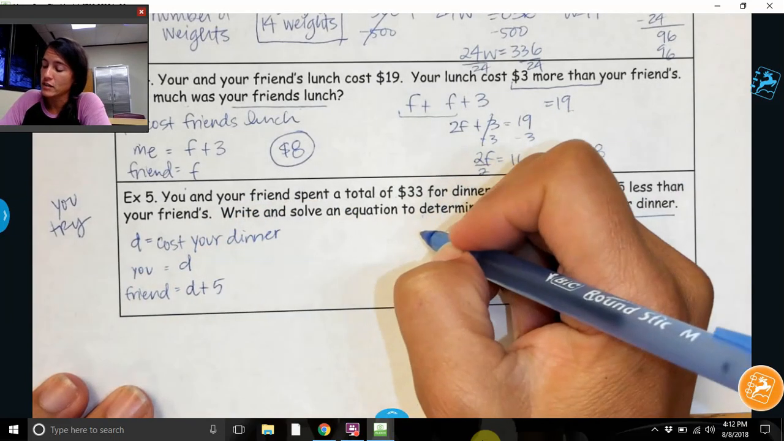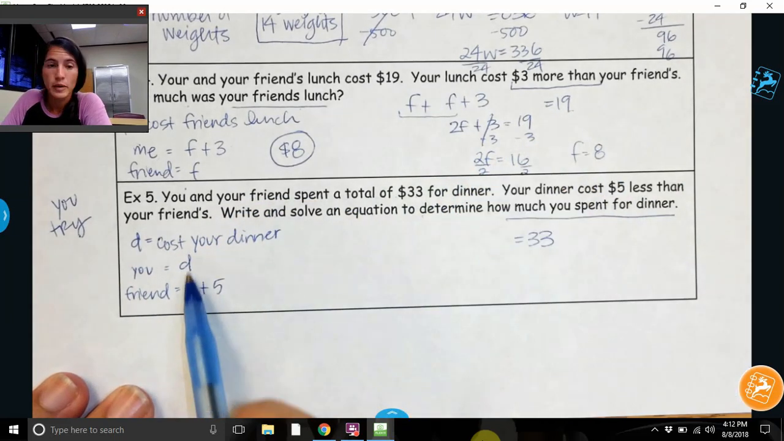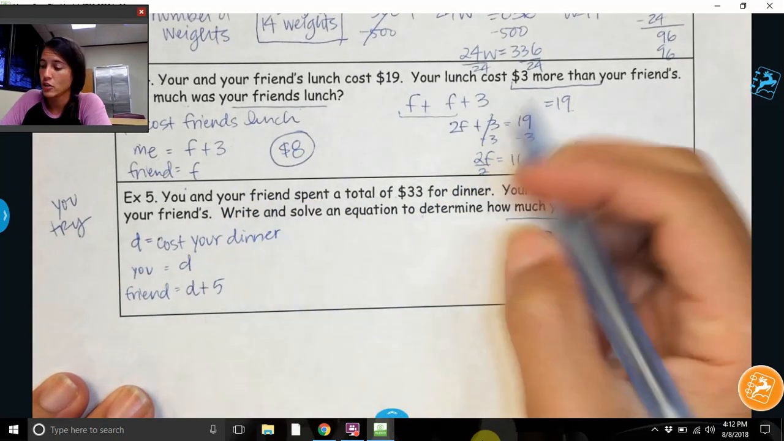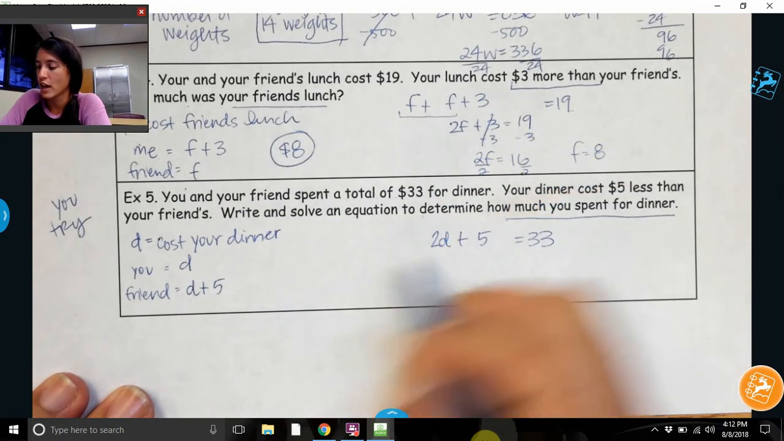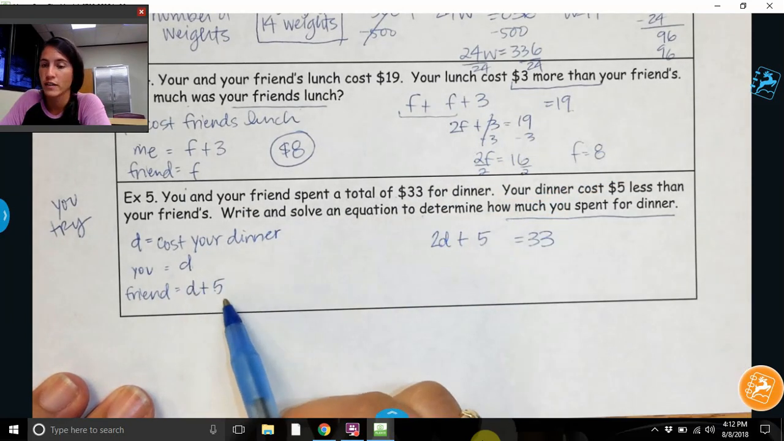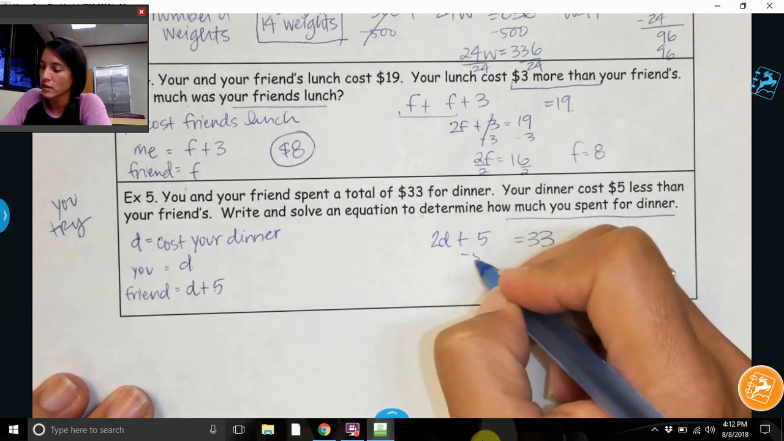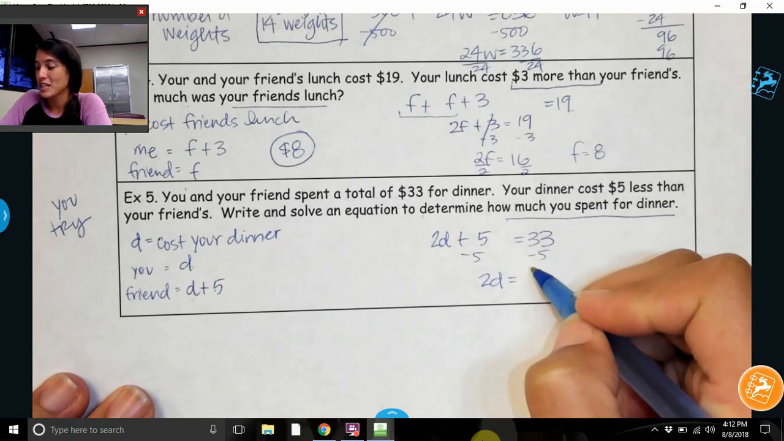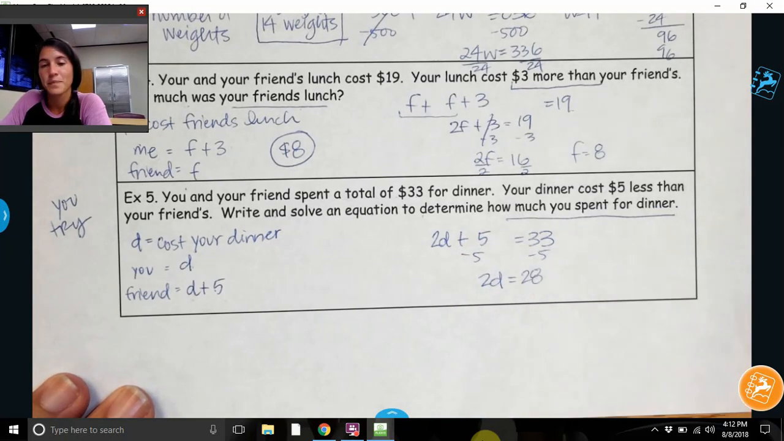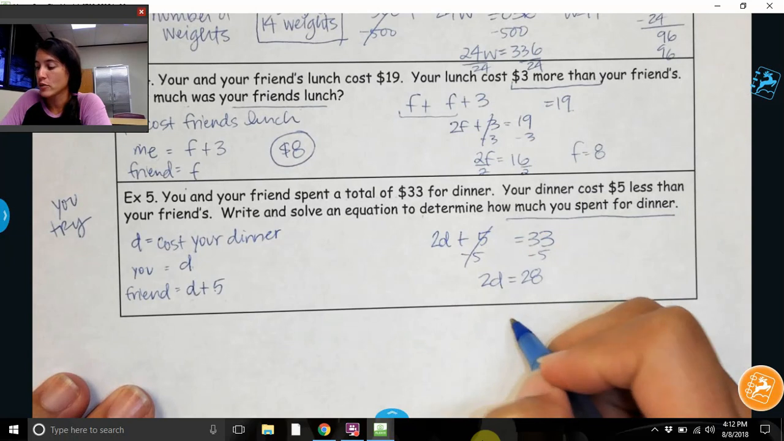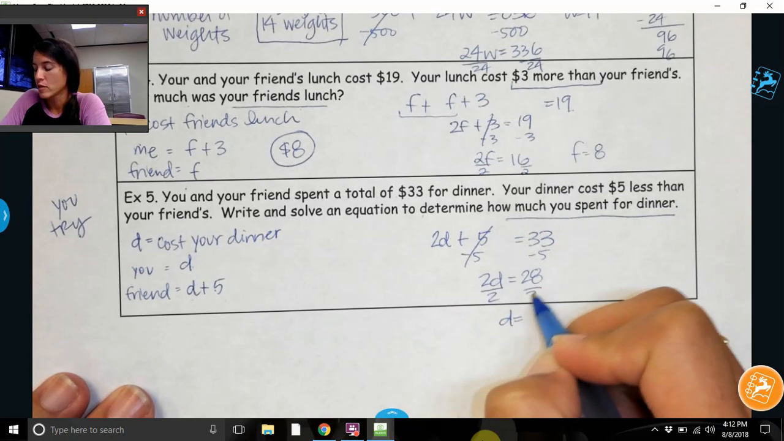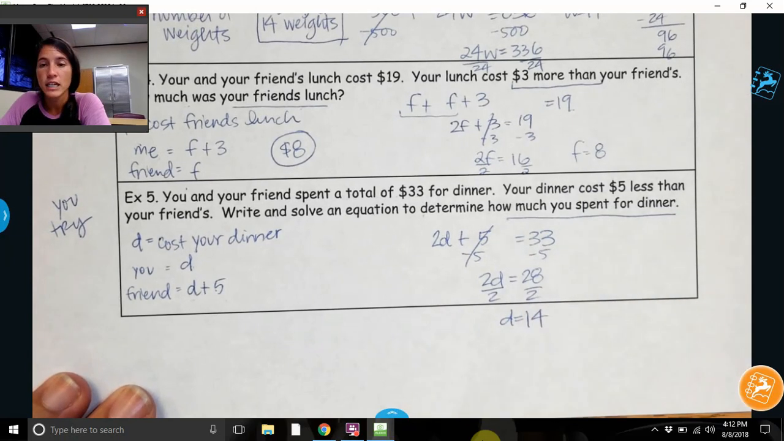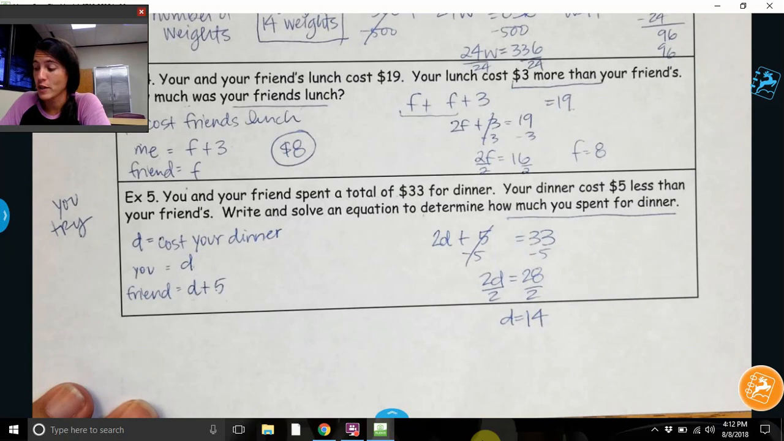We're going to add both of these. And so how many D's am I going to add? 2. So 2D plus 5. Do you see I have 2 D's plus 5 equals 33. Subtract 5 from both sides. And you get 2D equals 28. Divide by 2. And D equals 14. So now I need to just go back and make sure it answers my question.